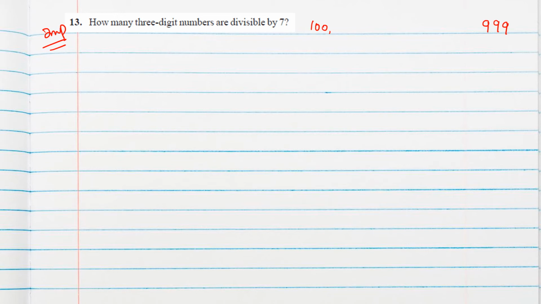One more condition we have to check: the numbers must be divisible by 7. Orally we can check: 100 is not divisible by 7, then the next number 101 is also not divisible by 7. 102 no, 103 no, 104 no, 105 yes. That means our AP will start from 105, which is a three-digit number and also divisible by 7. So we can write the AP: 105, next number 112.